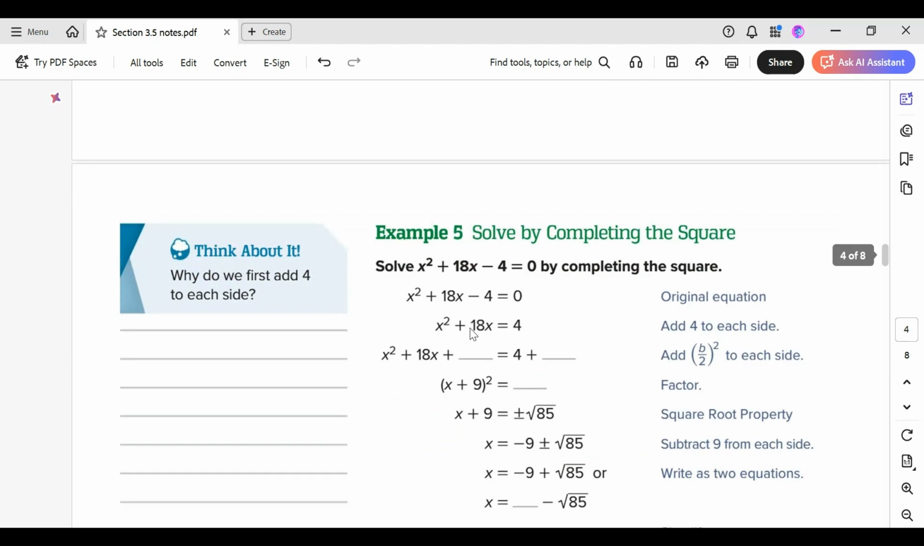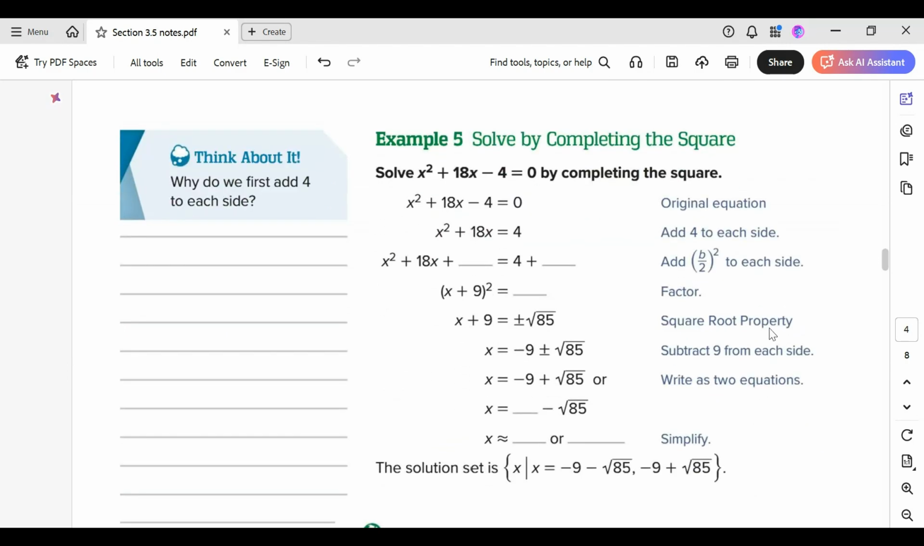In example 5, it says solve x squared plus 18x minus 4 equals 0 by completing the square. So first thing, we start with the original problem. We are going to first add 4 to the other side. So we moved it over and we added 2 blanks. The blanks are where we're going to add our b divided by 2 piece. So our b is actually an 18. So we're doing 18 divided by 2, which equals 9. And then we square it. So we're adding an 81 to both sides.